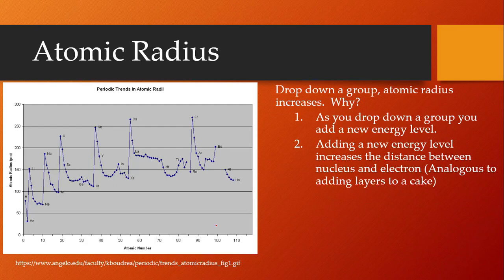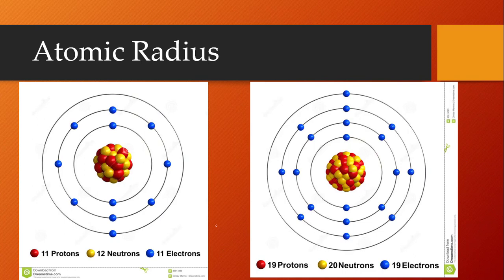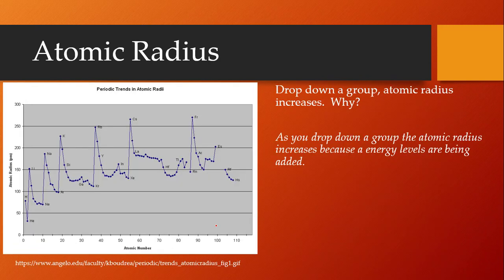Think of it as building a layer cake. The more layers, the taller the cake. The more energy levels, the larger the atom. So as you drop down a group, the atomic radius increases. So here's a pictorial representation of 3 layers versus 4 layers. And in actuality, in discussing the trend in atomic radius as you drop down a group, you don't even need to invoke Coulomb's law. This is how I would write it out as a simple sentence.